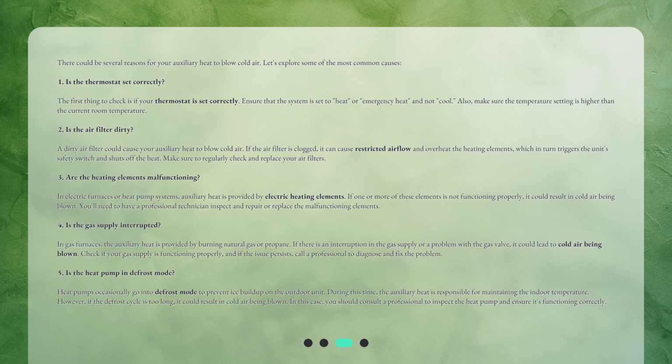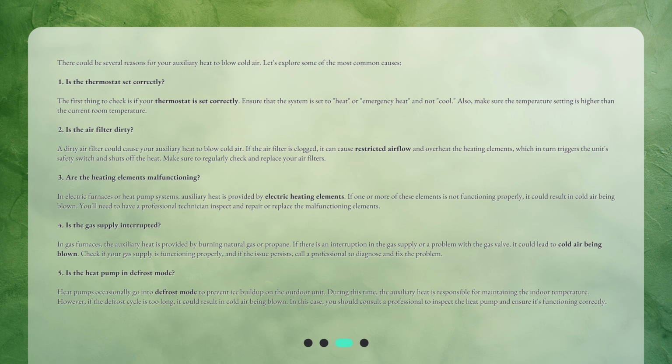3. Are the heating elements malfunctioning? In electric furnaces or heat pump systems, auxiliary heat is provided by electric heating elements. If one or more of these elements is not functioning properly, it could result in cold air being blown. You'll need to have a professional technician inspect and repair or replace the malfunctioning elements.